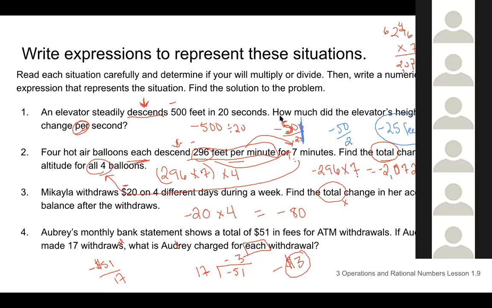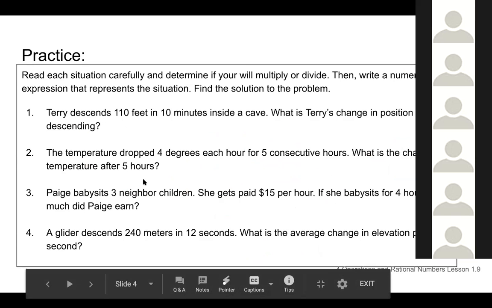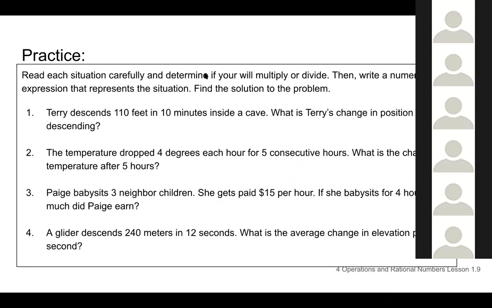All right, let's see what's next on this. Doing the same thing. We're trying to figure out if we're multiplying or dividing, and then figure out what expression to solve the problem. Just like the same thing that we just did? Yep. So it says Terry descends 110 feet in 10 minutes inside a cave. What is Terry's change in position before descending? Off the bat, it sounds like we're gonna get a negative answer. Yep. We're definitely descending.